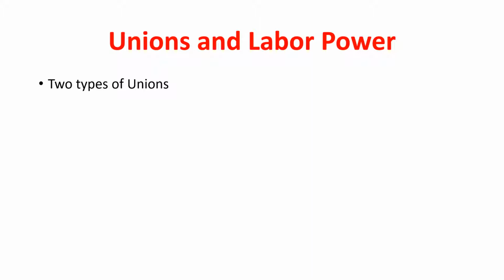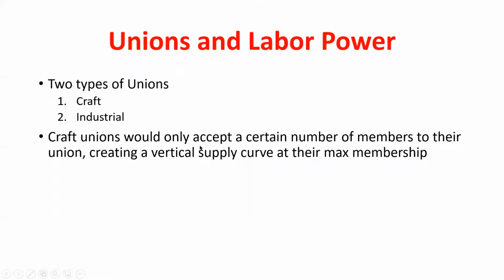Okay? So if they gain monopoly power in the labor market, they can act as one of two types of unions. Okay, so there's craft and there's industrial. Craft unions are only going to accept a certain number of members, which is essentially going to cause our supply curve to go vertical at whatever the membership number is.